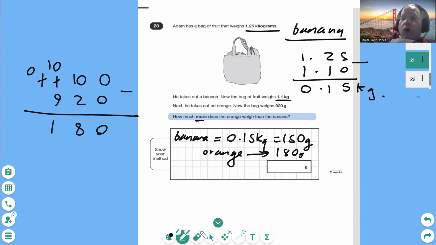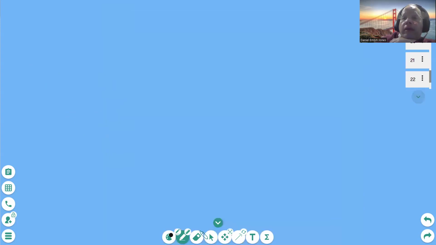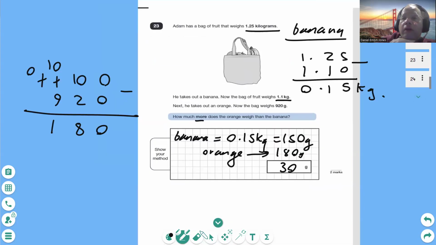So how much more does the orange weigh than the banana? How much more is 180 than 150? It's 30 grams, isn't it? You could do a subtraction if you need to. Oh, we're nearly there.